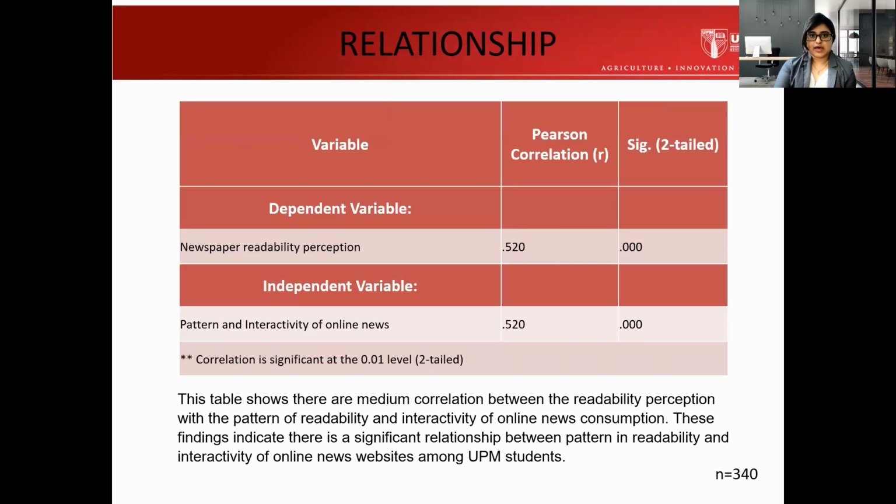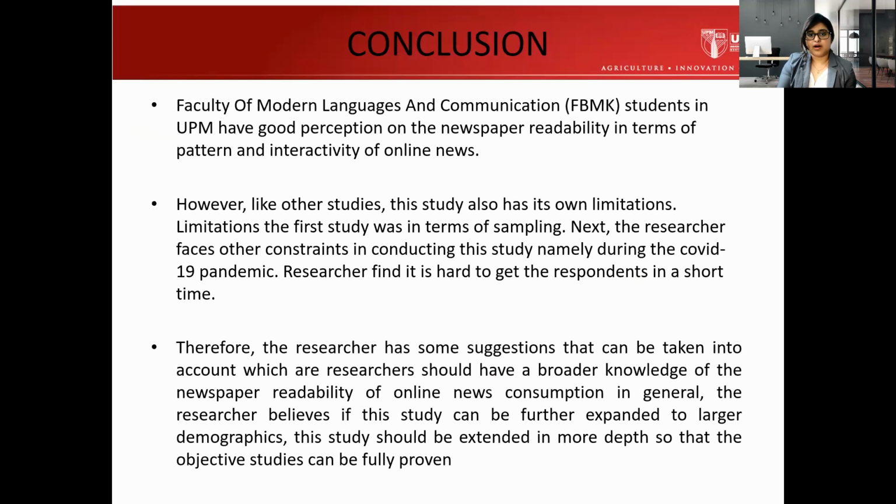Basically, that was that. And then my relationship is between my dependent variable and my independent variable, which is newspaper readability perception with the pattern, and interactive online news. This table shows a medium correlation between them, because my Pearson correlation value was 0.52. Based on Guilford's rules of thumb, 0.41 to 0.6 is a moderate level. These findings indicate a significant relationship between the pattern of readability and interactivity of online news websites among UPM students. All right, so let's go to chapter 5.